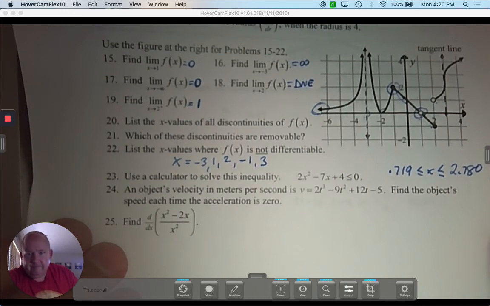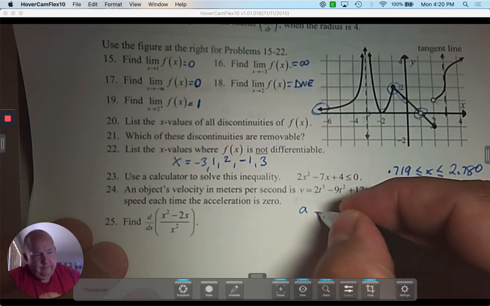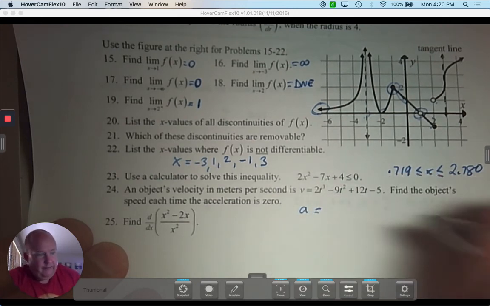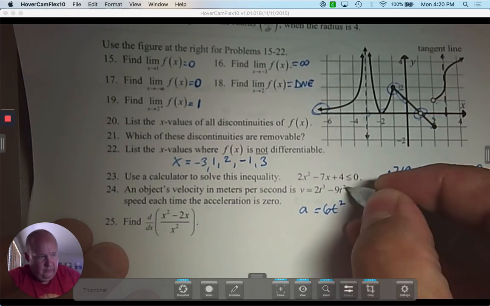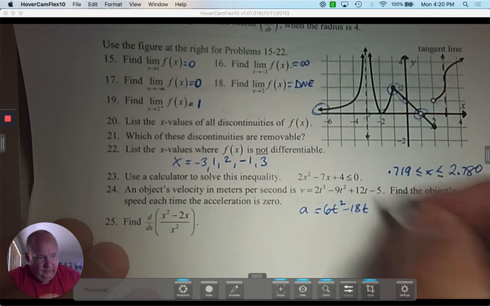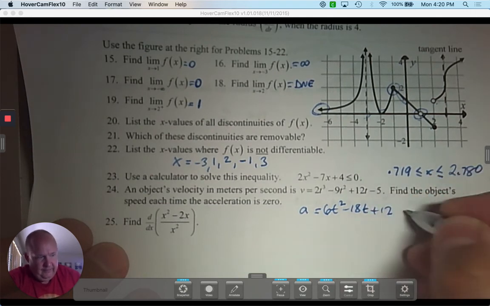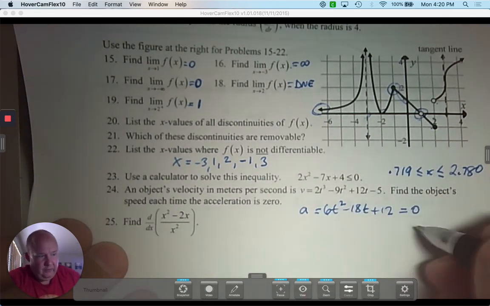24. An object's velocity is given. Find the object's speed each time the acceleration is 0. So to find the acceleration, we're going to take the derivative of what we see. So 3 times 2 is 6t squared. 2 times -9, 18t. 12t is just 12. And -5 is 0. We're going to make that equal to 0. So it says when the acceleration is 0.